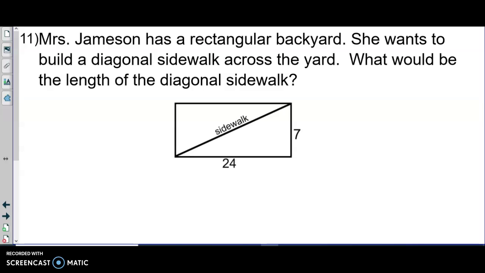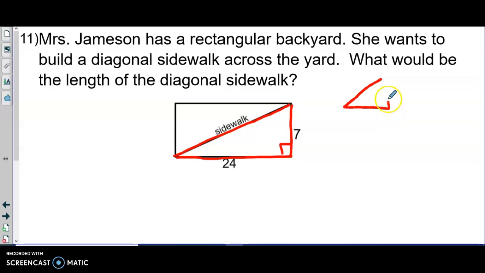So once you draw the picture, hopefully it's easier for you to see what shape we're dealing with here. We're not actually dealing with the whole rectangle. We are just dealing with this red triangle. And I know it's a right triangle because in a rectangle, the angles have to be 90 degrees. So I'm dealing with a right triangle.